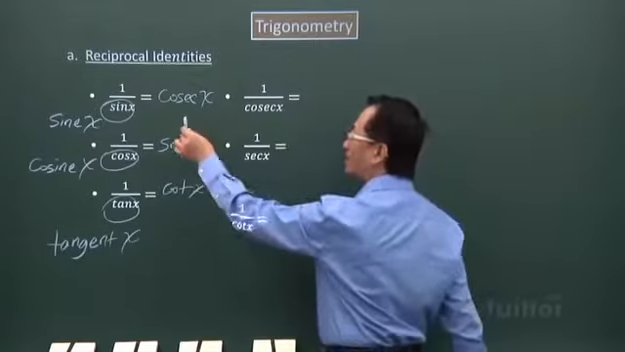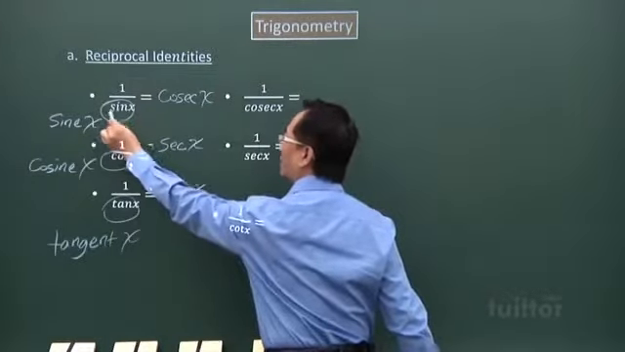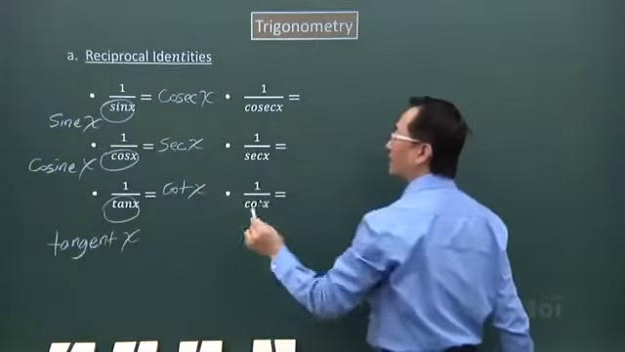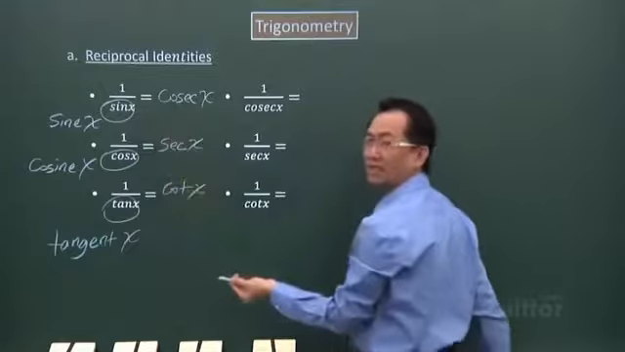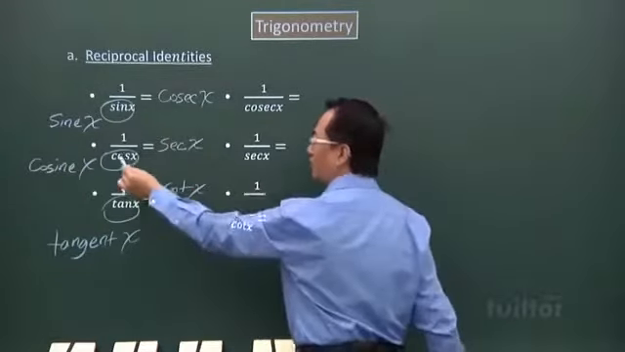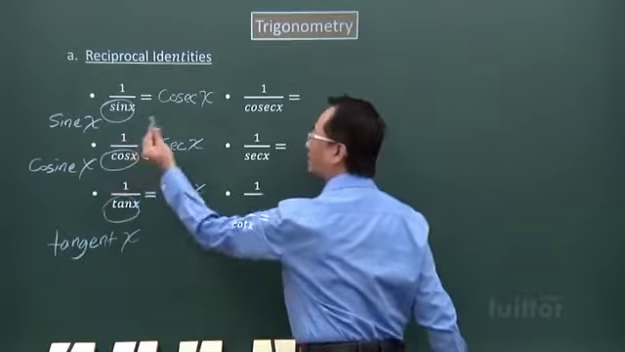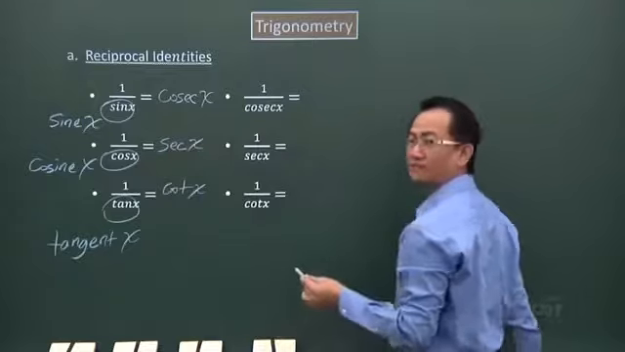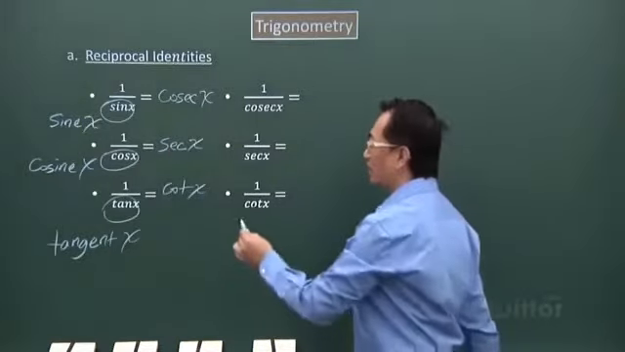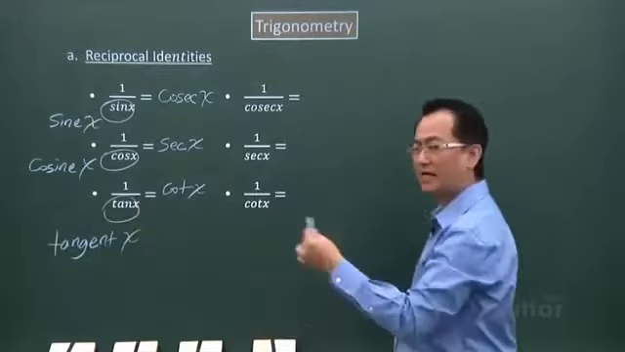Now, it's easier to remember this way. When you have the sine, which starts with an S, then you have a cosecant, which starts with a C. So if you have a cos, then it's starting with C, right? Over here you have secant, which starts with an S. So cotangent, tangent, they are a pair.